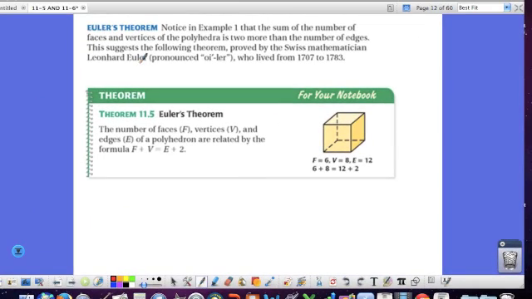So now we're going to talk about Euler's theorem. You might have noticed in example 1 that the sum of the number of faces and vertices of the polyhedron is 2 more than the number of edges. This suggests the following theorem, and it was proved by Swiss mathematician Leonhard Euler, who lived from 1707 to 1783. So his theorem was that the number of faces, vertices, and edges of a polyhedron are related by the formula F plus V equals E plus 2. So if you take the number of faces and add the number of vertices, you're going to equal 2 more than the number of edges. And you can use this when you're counting faces, edges, and vertices to make sure you have numbers that work.